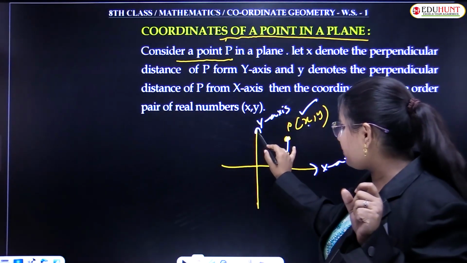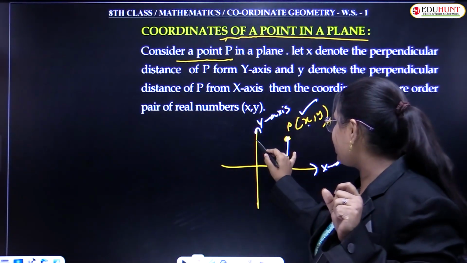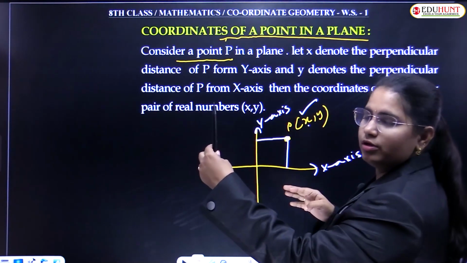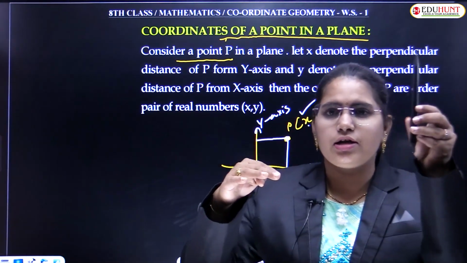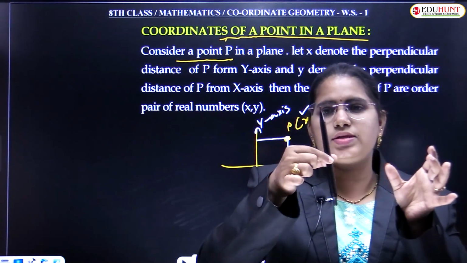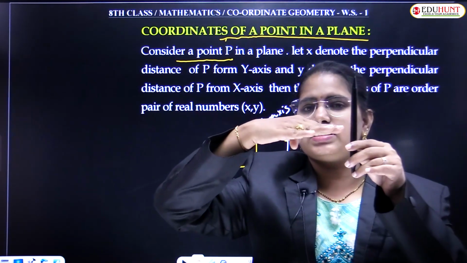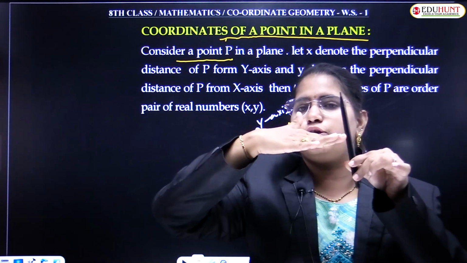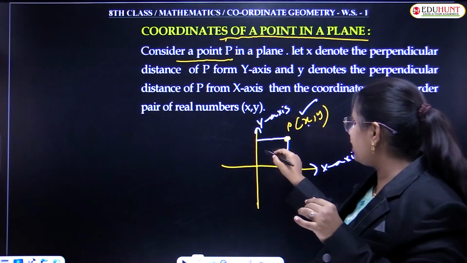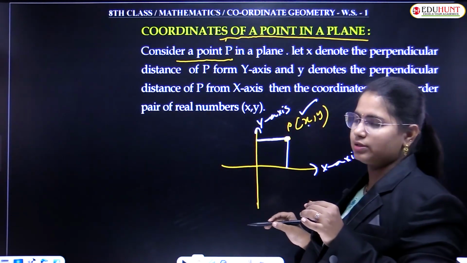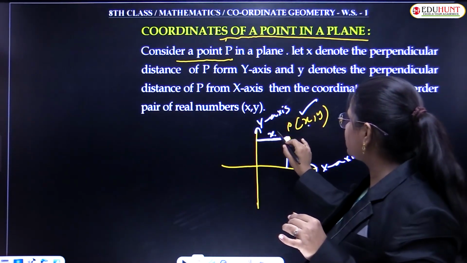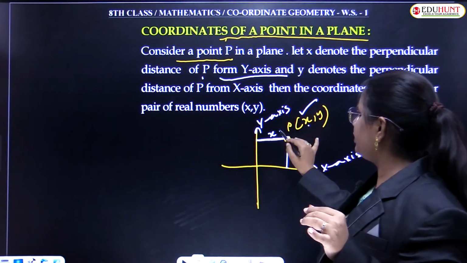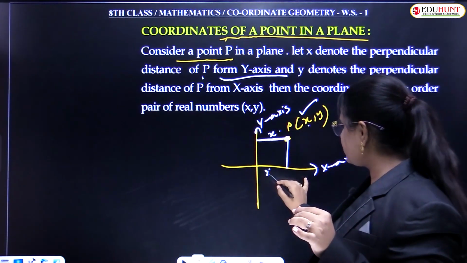It represents the perpendicular distance from the y-axis to the point P. Let me take my stylus as the y-axis. If this is the y-axis, the perpendicular to the y-axis will be like this. My hand is perpendicular to y. So if this is the y-axis, this is a perpendicular line to the y-axis. So this is nothing but x. The distance of P from the y-axis is x. So this is also x.